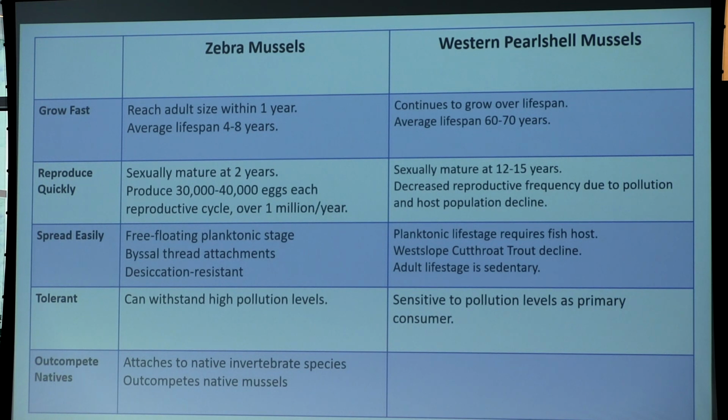So to give you an example, we're going to compare zebra mussels and one of our native mussels, which is the western pearl shell mussel. And to preface this, freshwater mussels that are native to the US are actually the most endangered animal that we have in the United States. Most of the species, I think at this point, are endangered.